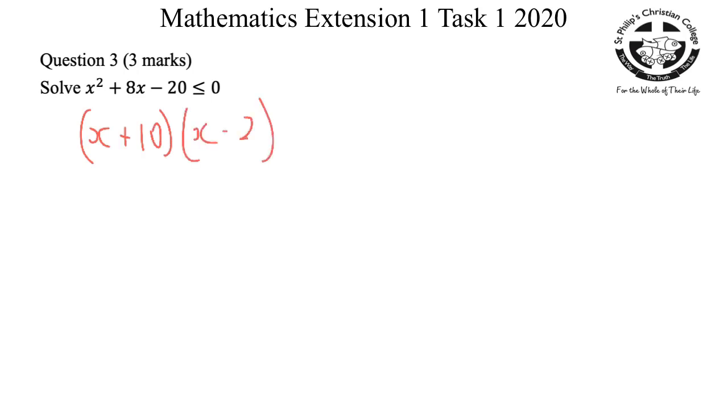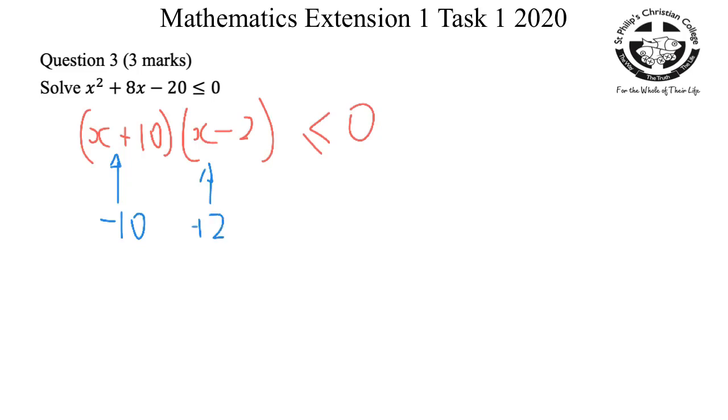10 minus 2 is positive 8. 10 times -2 is -20. So far, the fact that it's an inequality means absolutely nothing to us. Now, this is where that changes a little bit. My 2 critical values here are -10 and +2. Now, that doesn't mean that my answers are -10 and +2.